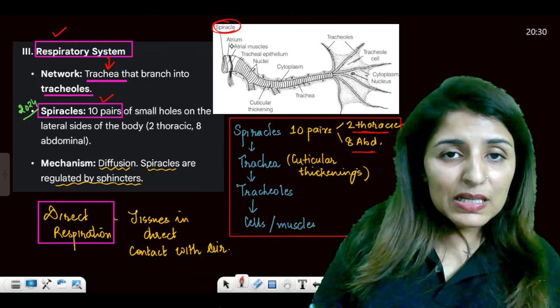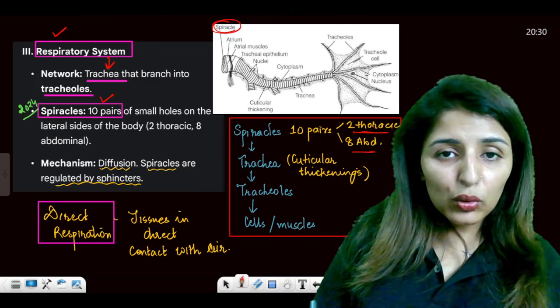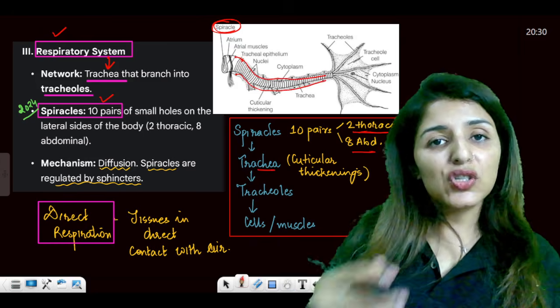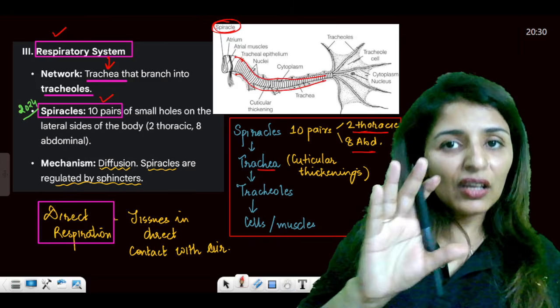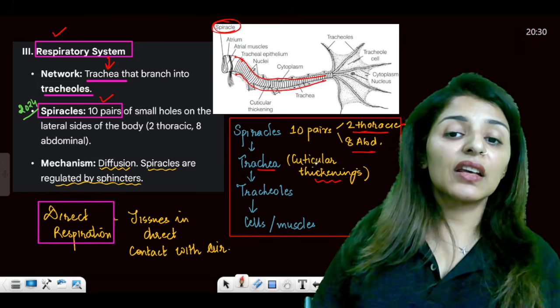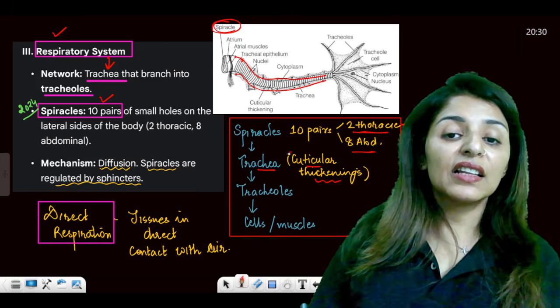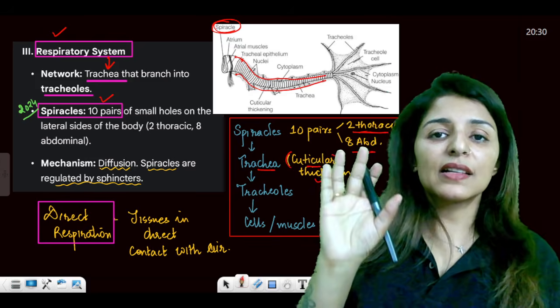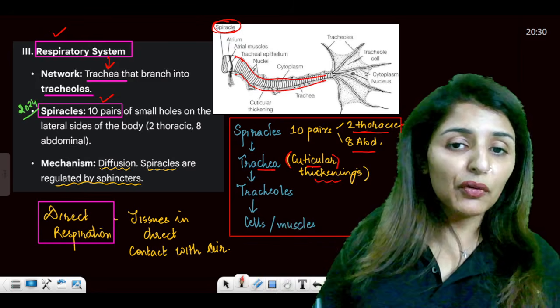Now, these spiracles lead into this tubular structure, which is known as trachea. And just like our trachea, the trachea of cockroach also has some thickenings, but not cartilaginous. These thickenings are made up of cuticle. The purpose is exactly the same, to prevent it from collapsing.